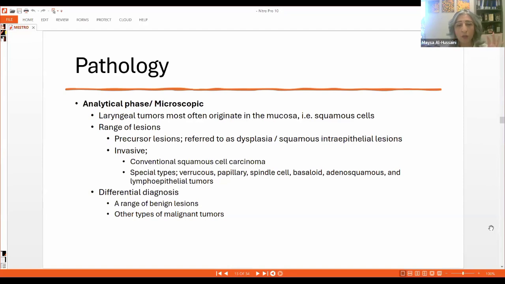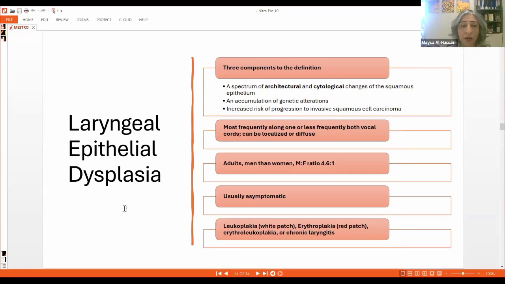So always, whenever we have a case, we have to be really clear whether this is a precursor lesion or invasive tumor, and then whether this is conventional squamous cell carcinoma or a variant. And always at the back of our mind, we have to make sure that we are excluding other important differential diagnoses. Now, one of the most important features that we look for while reporting tumors is the epithelial dysplasias.